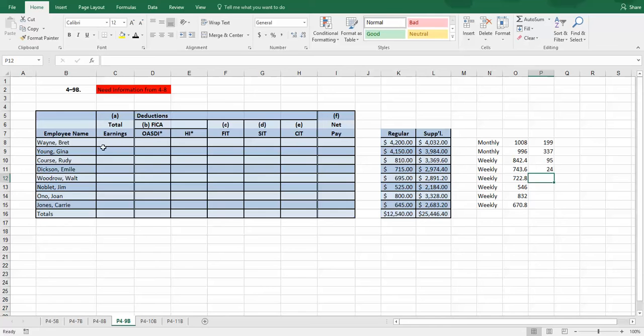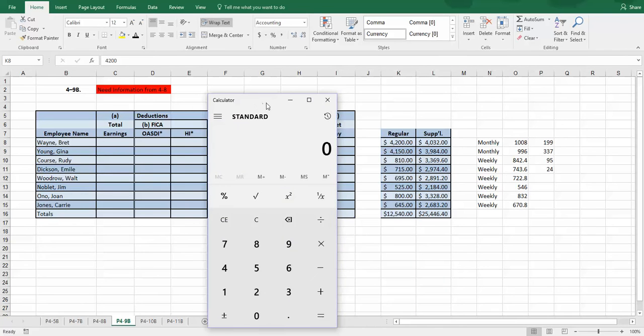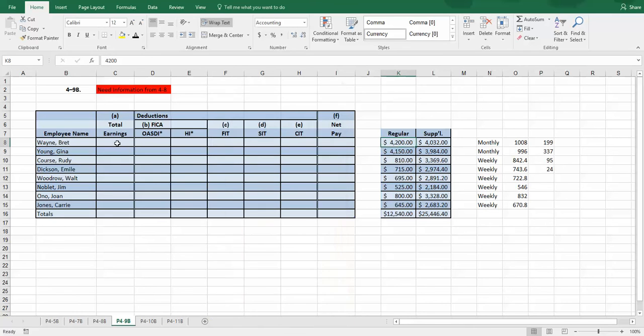So let's focus on the earnings first. We're going to focus on Brett and Gina, who are the monthly employees. We know what their supplemental is, and we know what their regular is. To calculate their total earnings for the quarter, we're going to take our $4,200 times 3, because we're told there's 3 monthly paychecks in the quarter. That gives us total earnings of $12,600, but then we need to add the supplemental. So Brett's total earnings were $16,632.